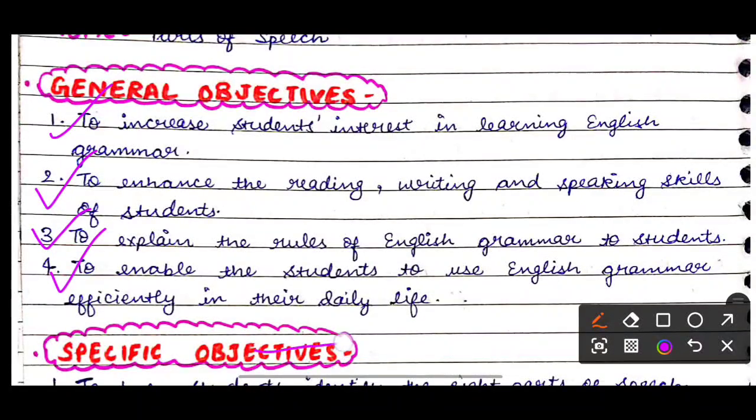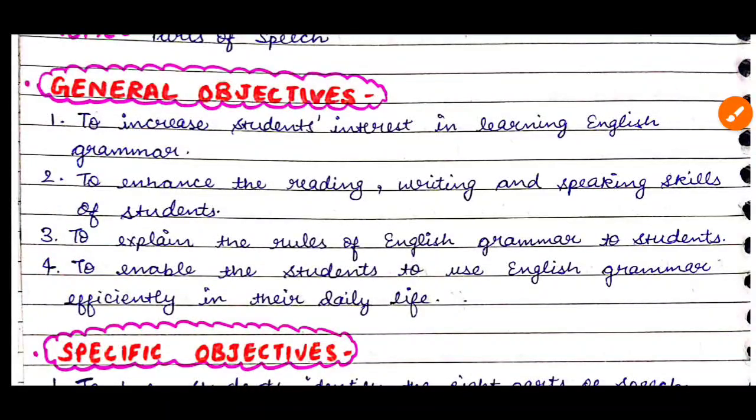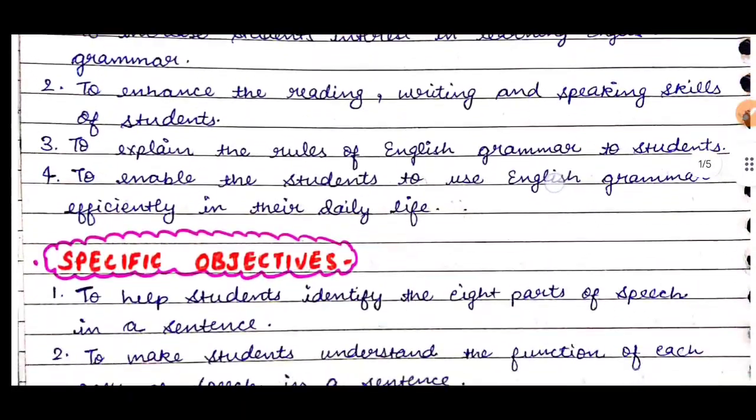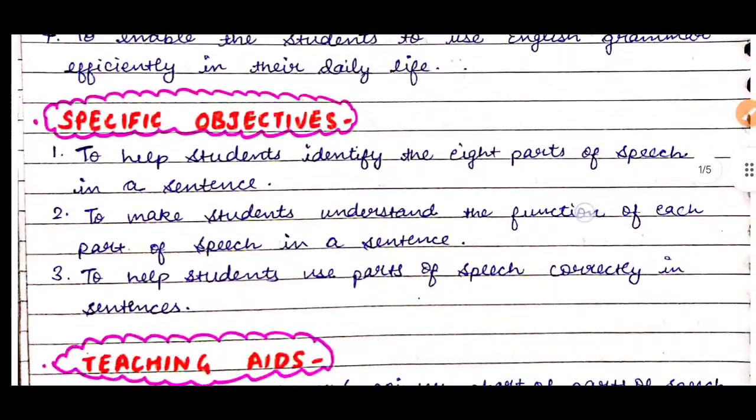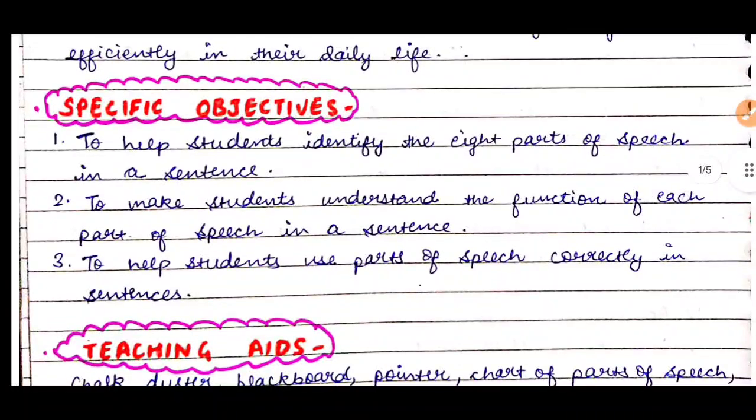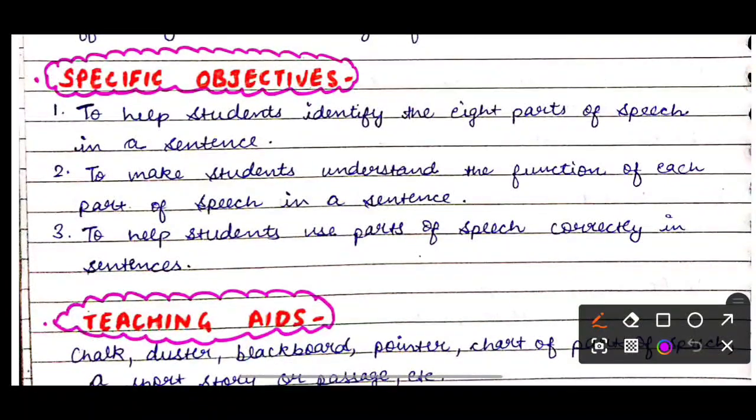After that, the next heading is specific objectives. In specific objectives, we write the objectives or aims that are related to the topic that we are going to teach. So today we are going to teach parts of speech. What are our objectives as a teacher to teach parts of speech? What will students learn through this topic? That is what we will write here.